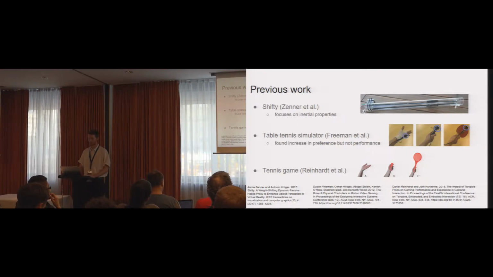Another similar simulator to what we're developing is Table Tennis Simulator by Freeman et al., which used a table tennis paddle that you would hold that was also tracked, and also just the handle of the table tennis racket, to see what differences they could find there. They found an increase in preference for the more realistic props, but they did not find an increase in performance in the task that they were doing. A similar thing more recently was Reinhardt et al. with their tennis game, where they had an actual tennis-shaped racket that also had just a handle version as well, and they found similar results. They didn't find an increase in performance.